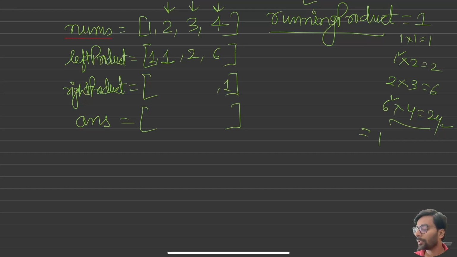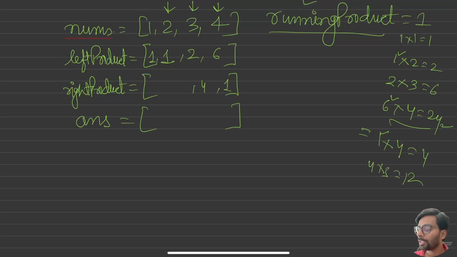And what is the running product? We need to update it. We have seen the number 4, so we need to apply previous value with the current number. So running product is 4. Now what is the value at 3? Value at 3 is 4. So running product at 3 is 4, and we have to update this to 4 into 3. So this will become 12.